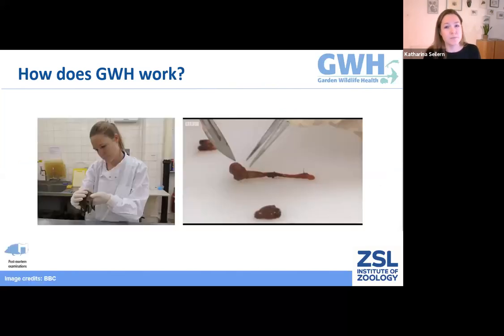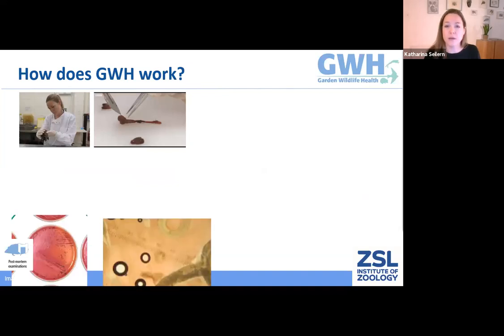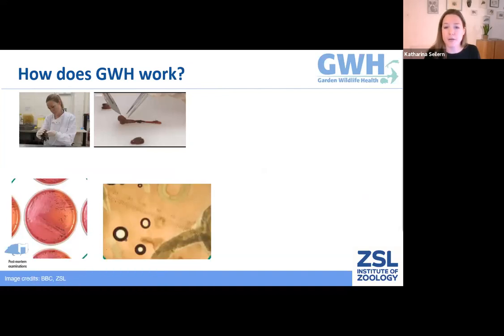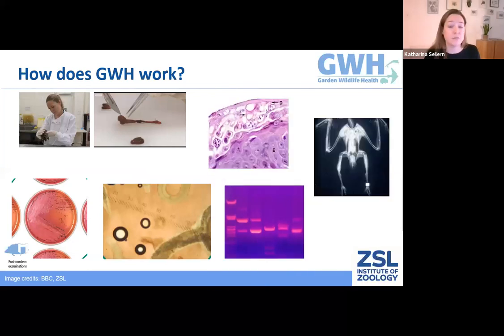So during these postmortem examinations, we conduct a full gross examination of the carcass and all the organs and body systems in our labs at the Institute at ZSL. We also perform additional diagnostics, which almost always include microbiology and parasitology. And then, depending on the species or the findings, we conduct further tests like molecular diagnostics or histopathology or radiography in some cases.